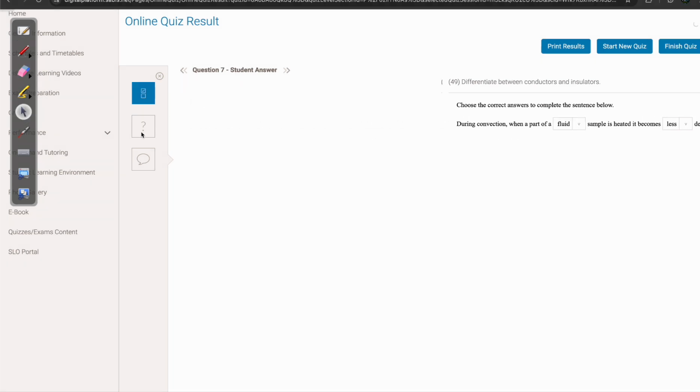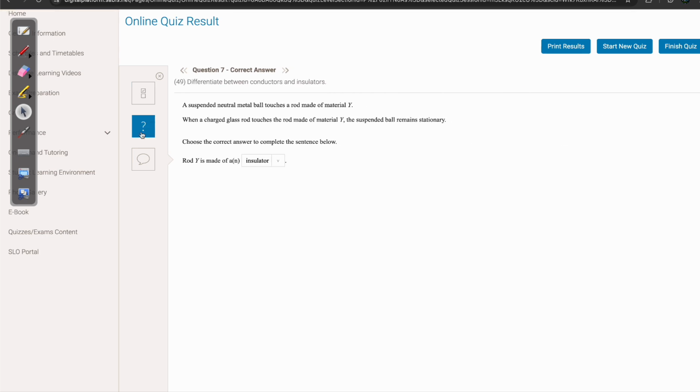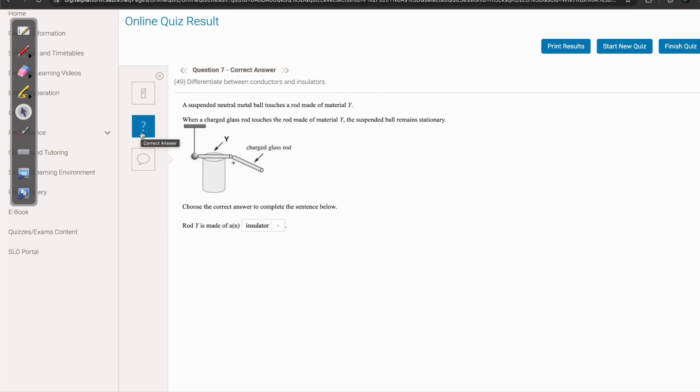Number 7. A suspended neutral metal ball touches a rod made of material Y. When a charged glass rod touches the rod made of material Y, the suspended ball remains stationary.